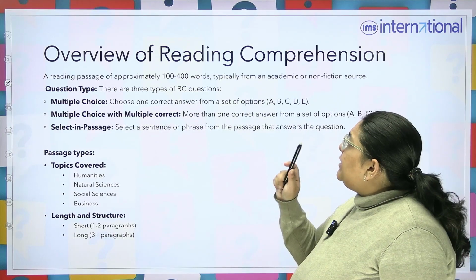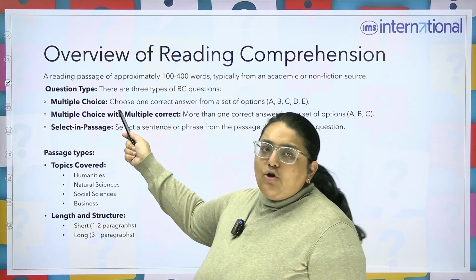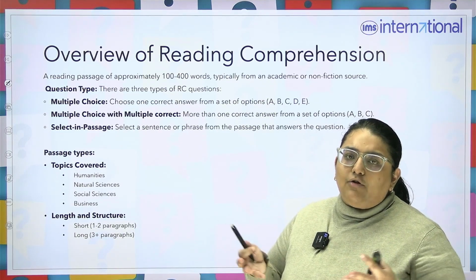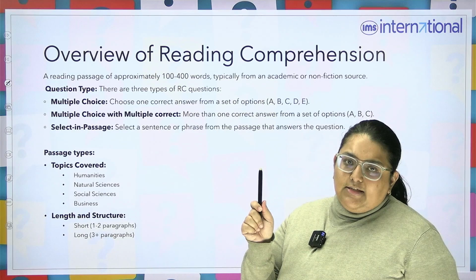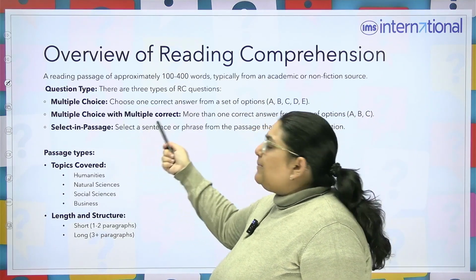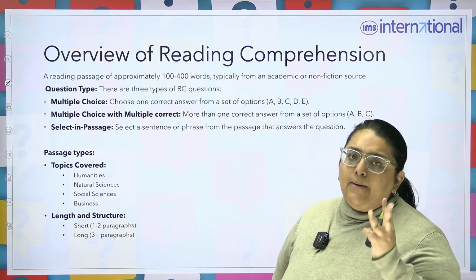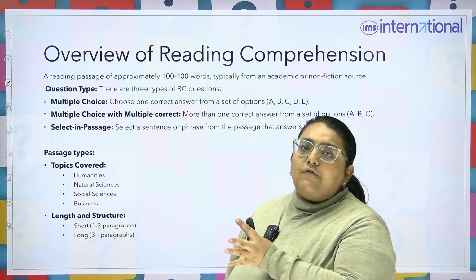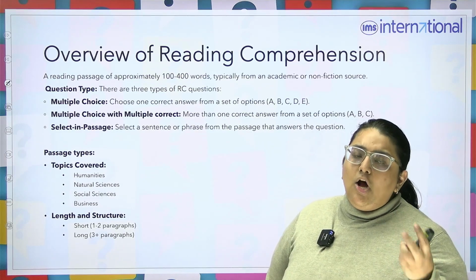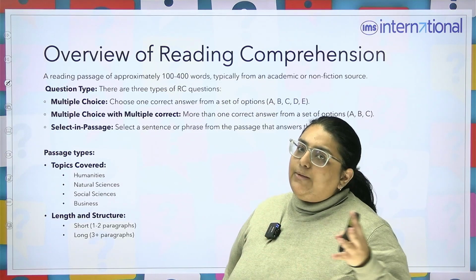Now, there are 3 types of RC questions which you might get. Firstly, we have a multiple choice question. What is a multiple choice question? A simple MCQ wherein you have a question, 5 options and 1 correct answer. On the other hand, there is another type of multiple choice question which has multiple correct answers. That means you will have 1 question but only 3 options, but there are 7 combinations of correct answers possible. You can have only A correct, or only B, or only C, or AB, or BC, or AC, or all the 3, ABC, can also be correct.